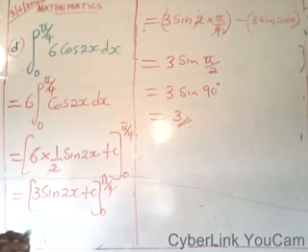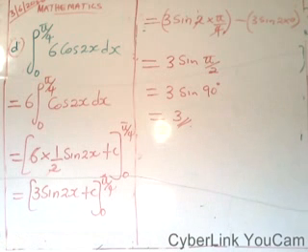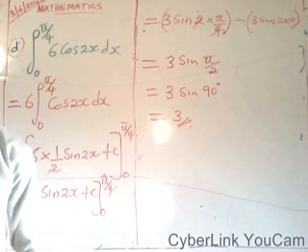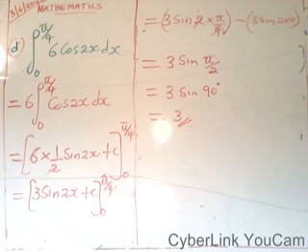Cos 90 degrees is 0. Sine 90 degrees is 1. So that's what I've done. I hope that is very, very clear. So if that is clear, then you can say bye to integration as a topic.